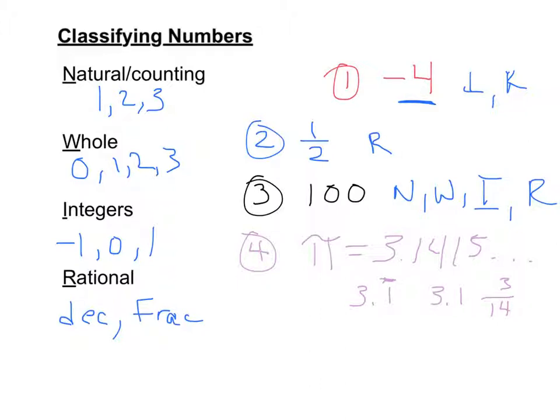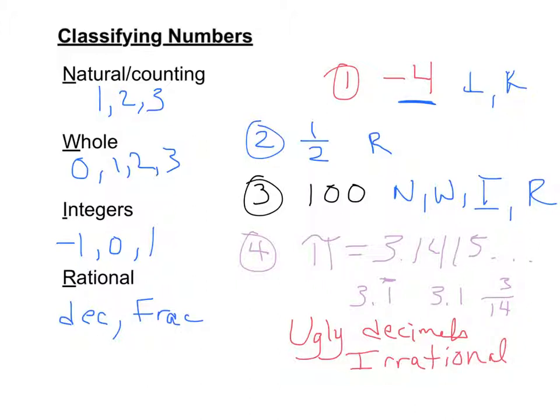Ugly decimals go on and on. Ugly decimals that don't repeat are irrational. Okay, ugly decimals are irrational. So that is what pi is. Pi is an irrational number. So it doesn't fall under any N, W, I, or R. When it doesn't fall into any of those categories, it's automatically irrational.